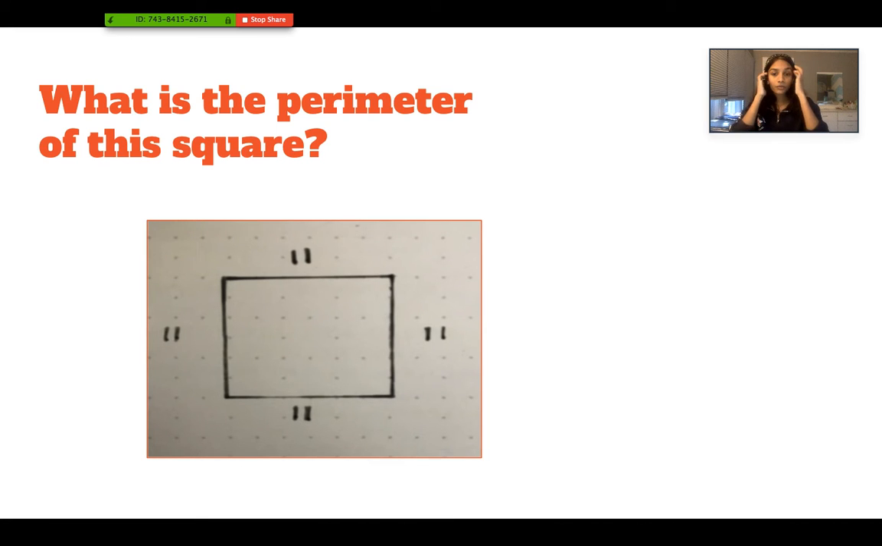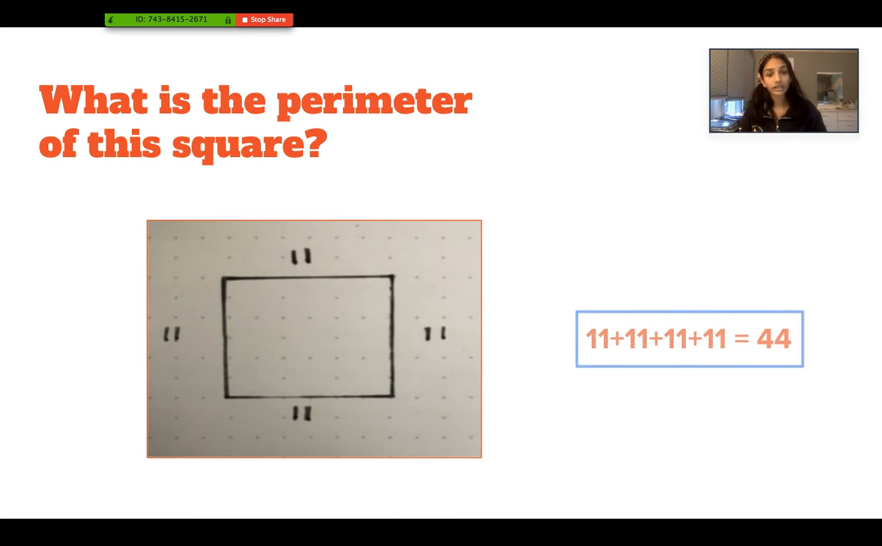What is the perimeter of this square? So one way to solve this is adding up all the sides like we were doing before. We have 11 plus 11 plus 11 plus 11, which equals 44. But there is an easier way to do this.